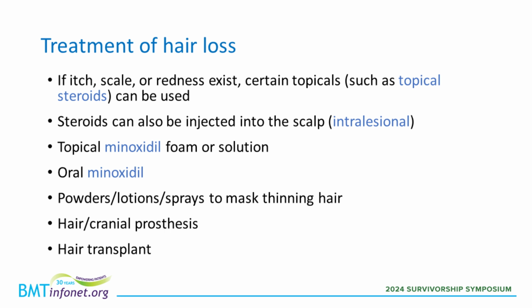For treatment of hair loss, if we think it's more of this kind of scarring, inflammatory hair loss, we can use certain topicals like topical steroids, and there are others to treat those symptoms specifically. We sometimes will also do injections of steroids, in the same way we talked about injecting the steroids into firmer, sclerotic areas of skin. We can do injections into the scalp for certain variants of scarring hair loss. In many cases, we'll use topical minoxidil, which comes as a foam or solution. The brand name is Rogaine. You might have heard of that.